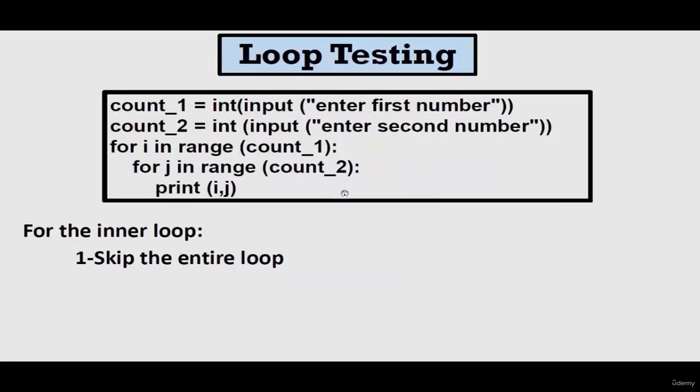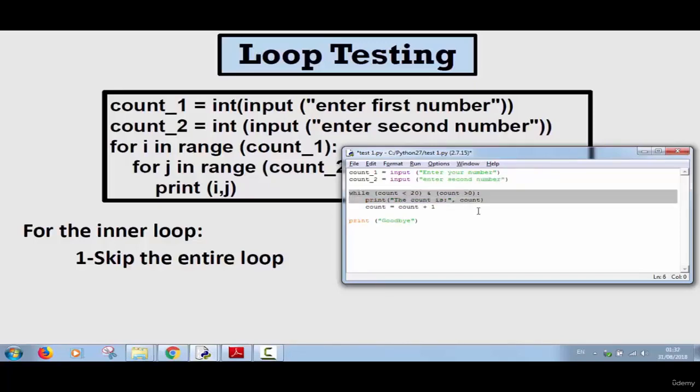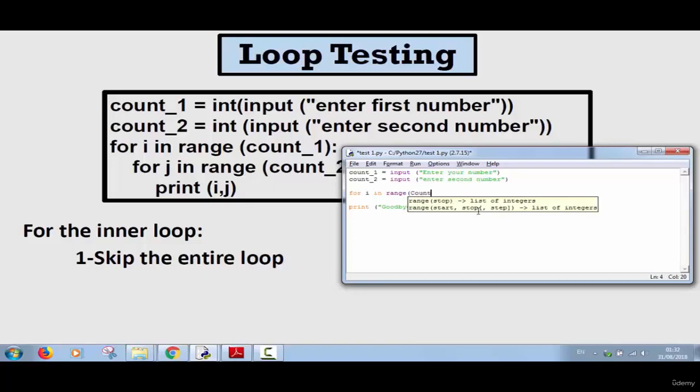But what if we have two loops inside each other, which means that we have a nested loop? So we will change our code: count1 and count2 equals input, enter second number. Okay, and we will change this while loop to a for loop: for i in range of count1, for j in range of count2.